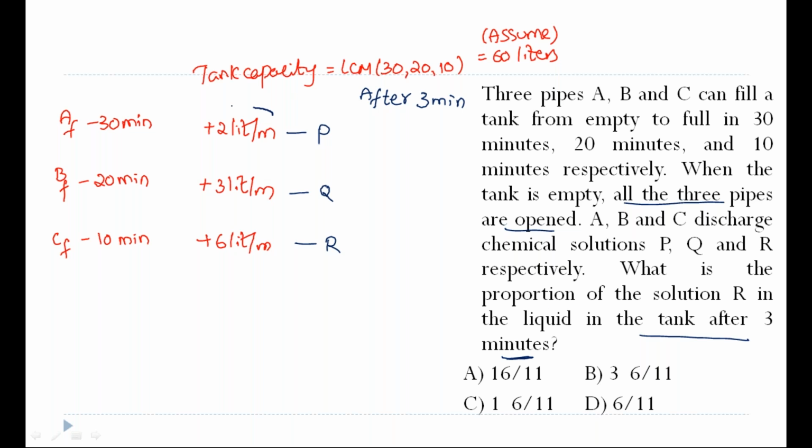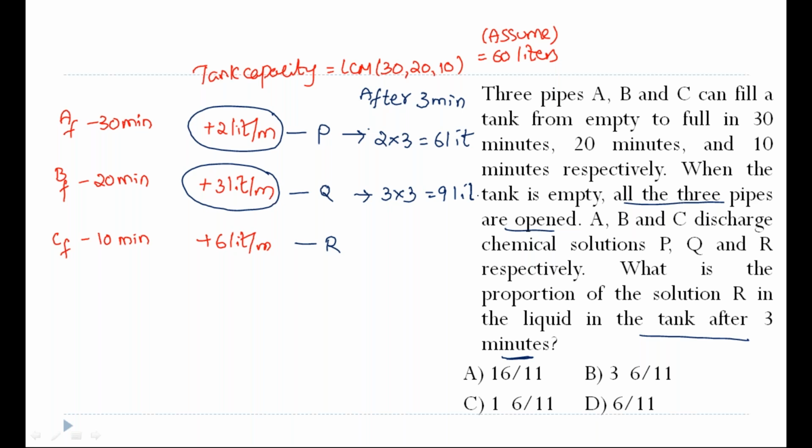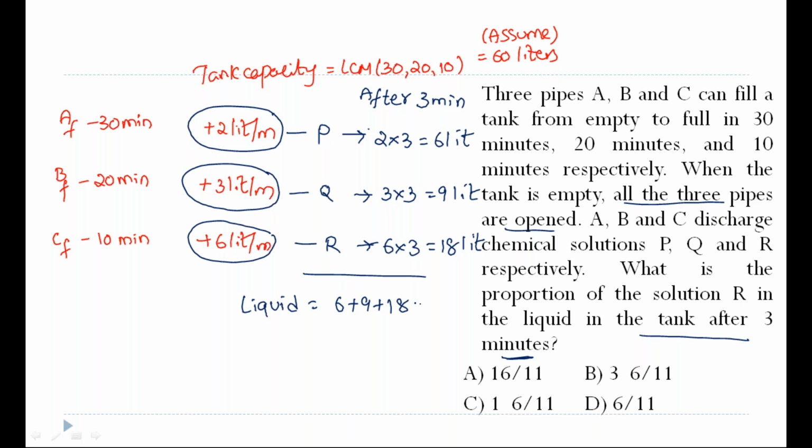Now listen, this is filling 2 liters per minute. 3 minutes means 2 into 3, 6 liters of chemical P is there in the tank. This is also open for 3 minutes. It is filling 3 liters per minute. 1 minute 3 liters, if it is open for 3 minutes, 9 liters of chemical Q is there. Whereas this is filling 6 liters per minute. 6 into 3, 18 liters of chemical R is there in the tank. Now, how much is the total liquid? Total chemical is 6 plus 9 plus 18, 33 liters is available.